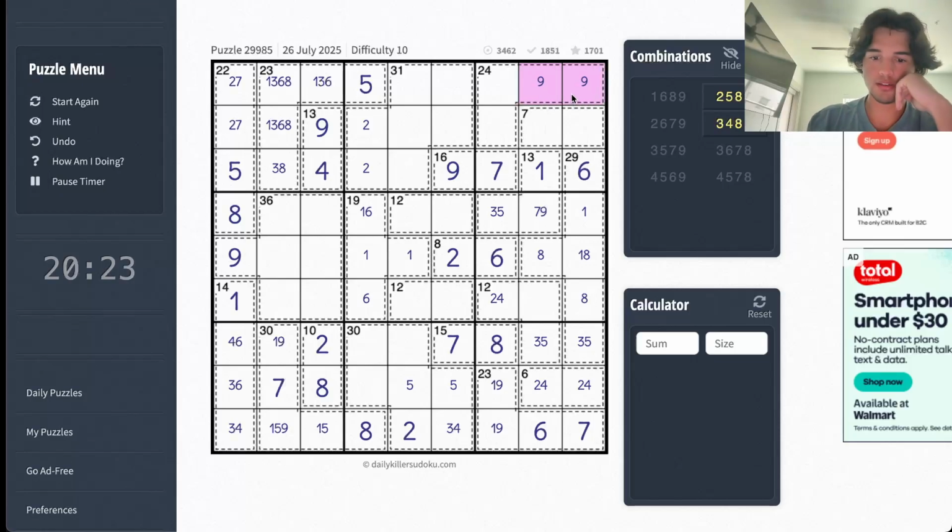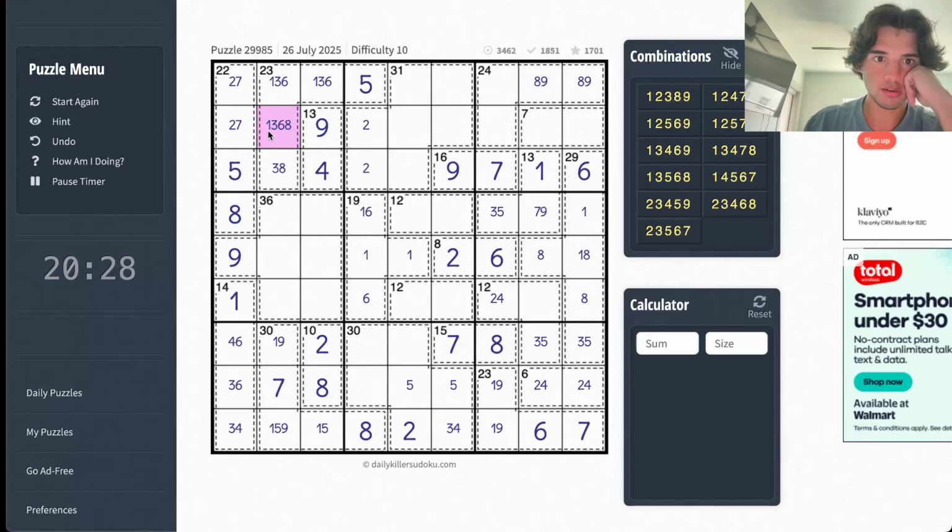So our 8 and our 9 must go here. That removes 8 from there. Now, 1, 3, 6.